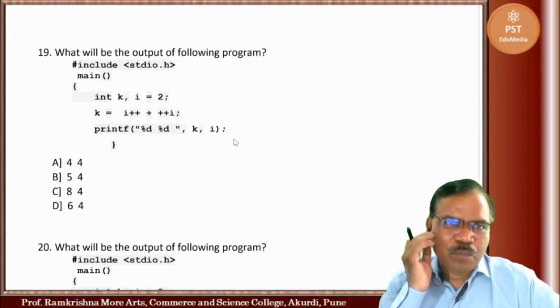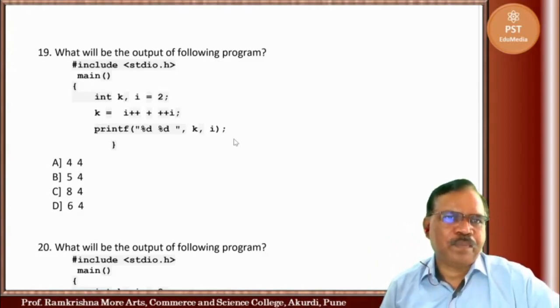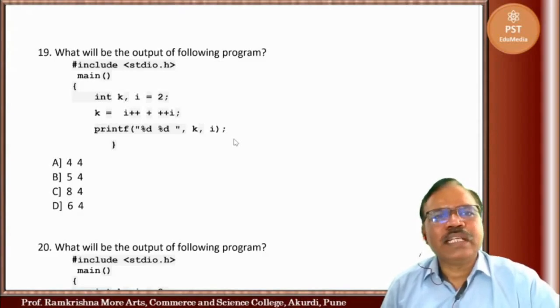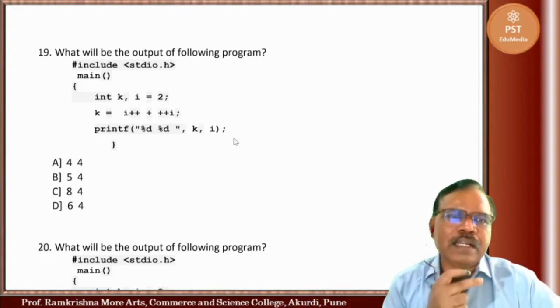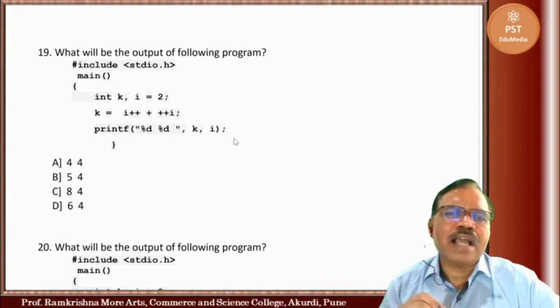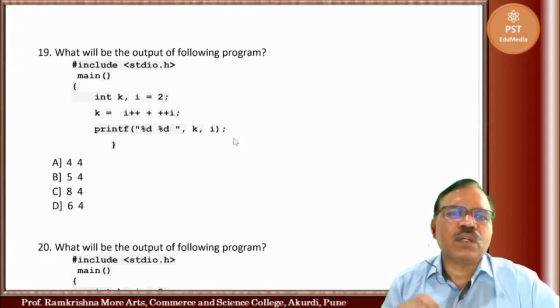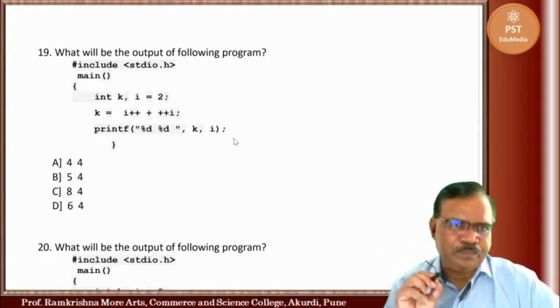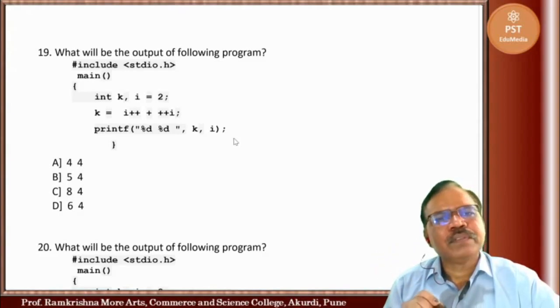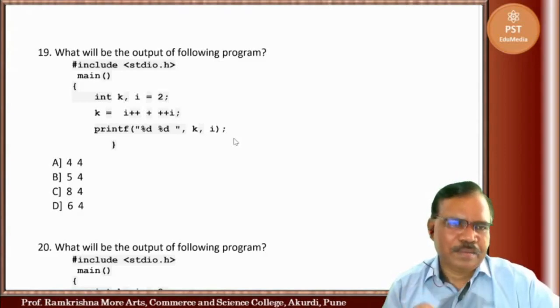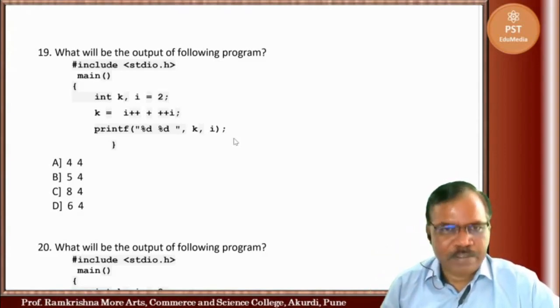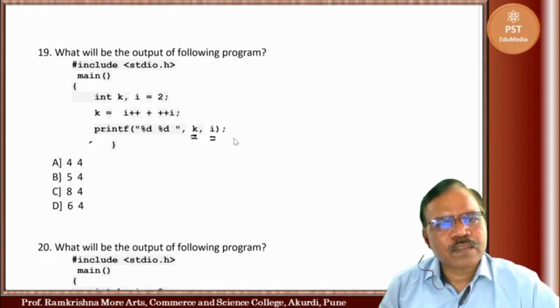What will be the output of the following program? #include <stdio.h>, main, then in curly braces int k, i = 2, k = i++ + ++i. Then printf("%d %d", k, i), and the program is completed. We have to find the value of k and i.